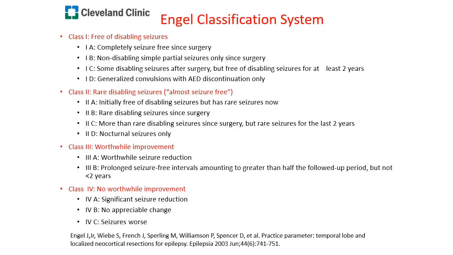We start the chapter by reviewing the different seizure outcome classification systems. We discuss the Engel classification system, which goes from class 1 to class 4, with class 1 being the best outcomes, patients free of disabling seizures, all the way up to class 4, representing patients with no worthwhile improvement with surgery.